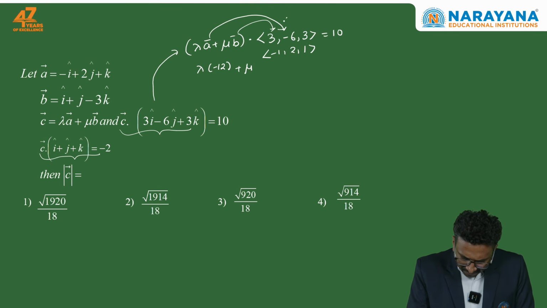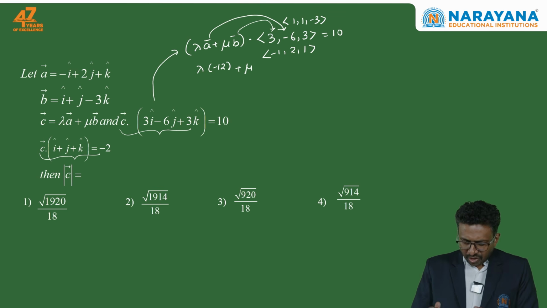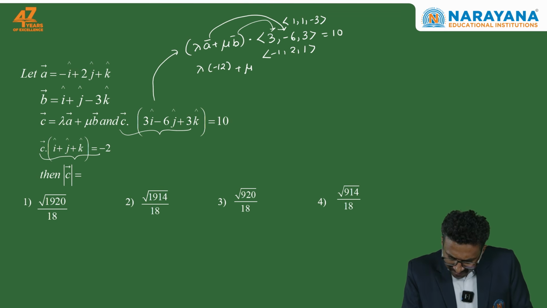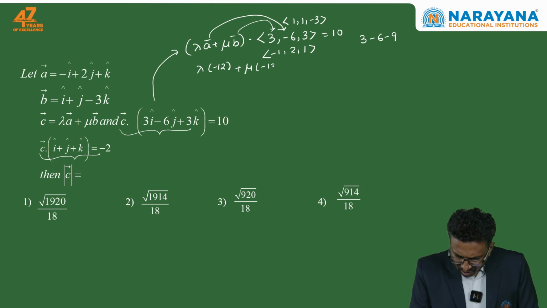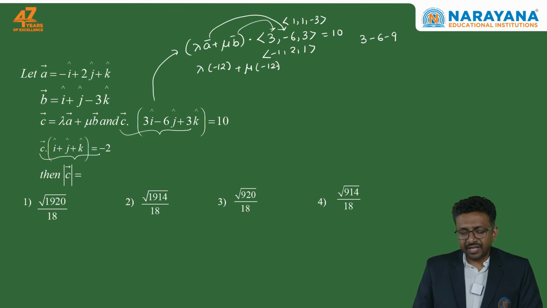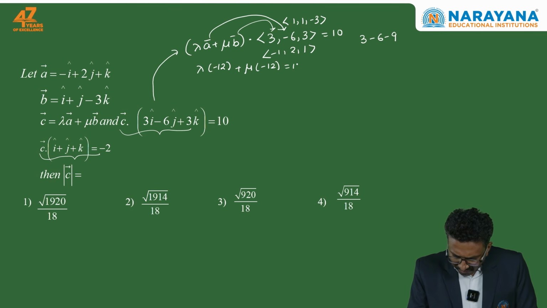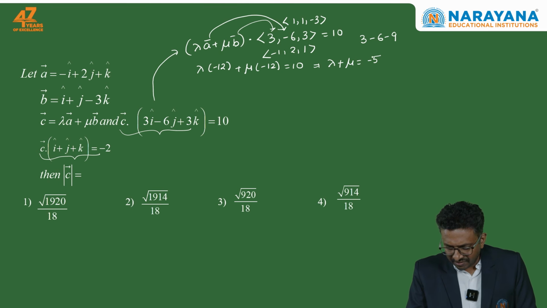So what is B bar? B bar is 1, 1, minus 3. So let us dot these two, you get plus 3 minus 6 minus 9, which is minus 12. So you have to be very careful with the calculations. So it is equal to 10. This implies lambda plus mu is equal to 10 by minus 12, which is minus 5 by 6. This is the first equation.